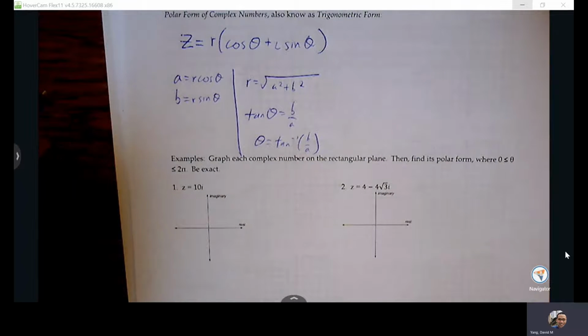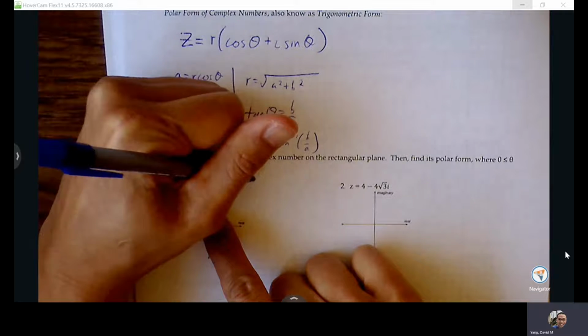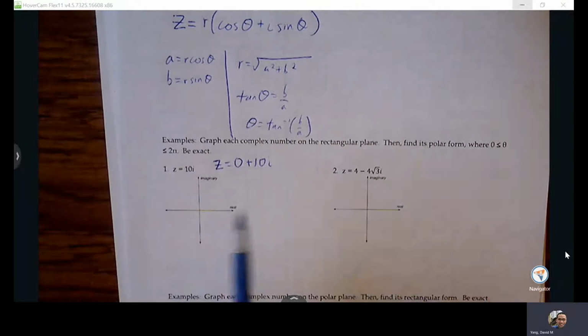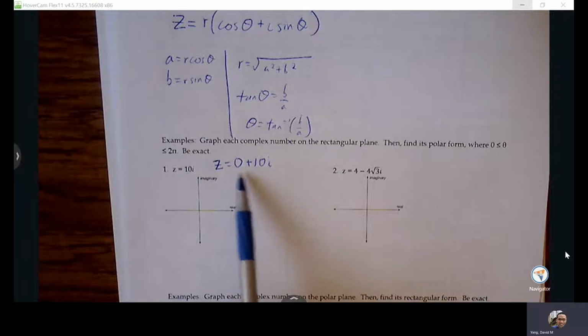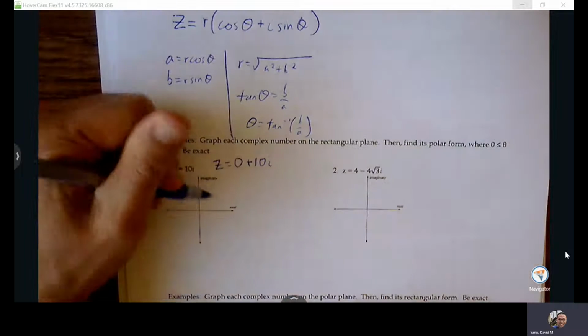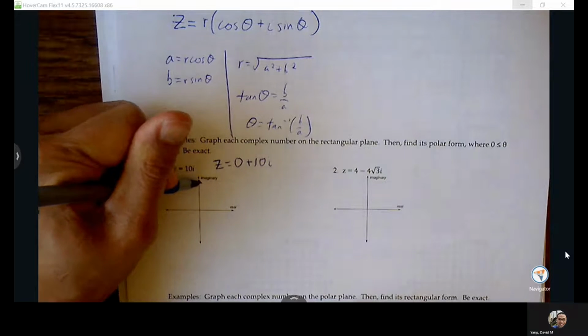We have to understand that this is really z equals 0 plus 10i. Right? The real number component is 0. The imaginary is 10. We can always graph that ordered pair, so the ordered pair is (0, 10). This is going to be along the imaginary axis. So we can just plot that point, 10.